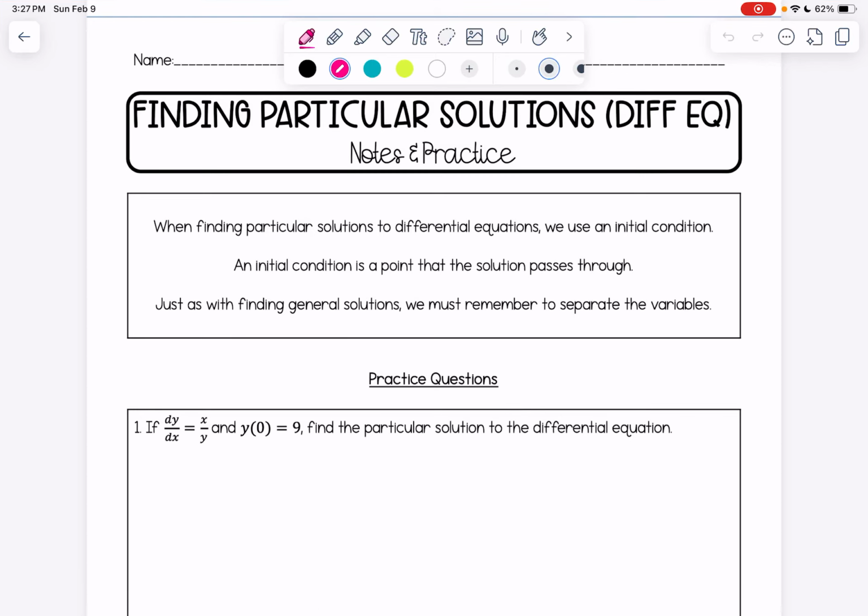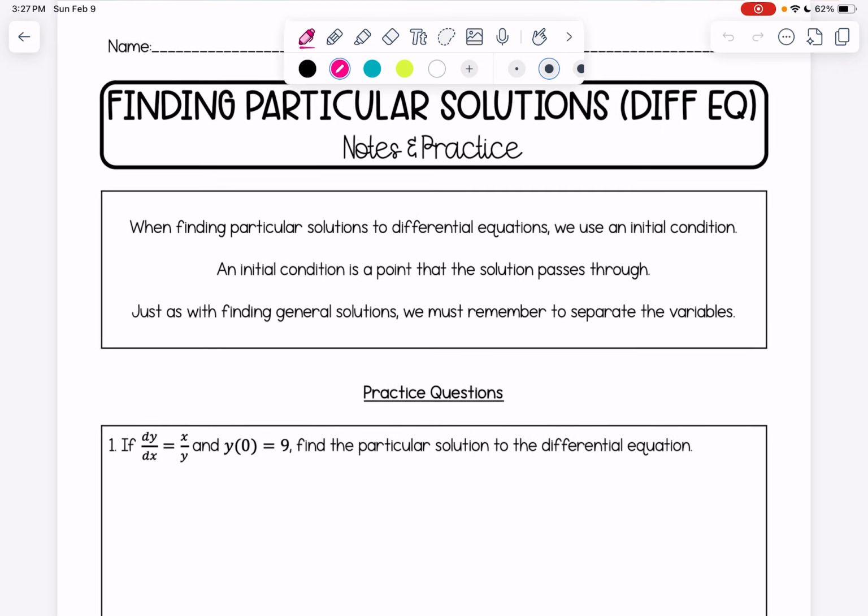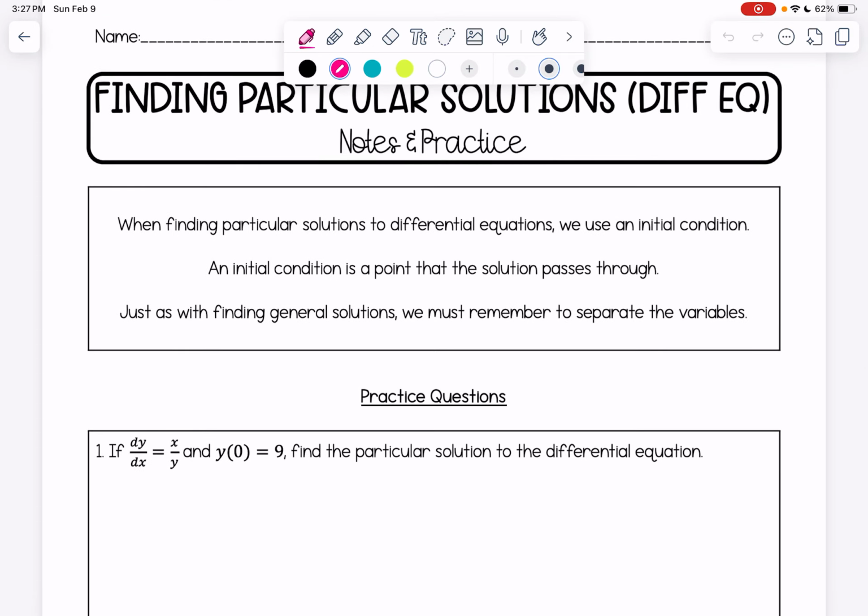In this video, we're going to be talking about how we find particular solutions of differential equations. If you haven't watched the previous video first in this playlist, you learn how to find general solutions. Basically, when we are finding particular solutions to differential equations, we need to use an initial condition to help us determine the value of C. An initial condition is a point that the solution passes through. Just as with finding general solutions, we have to remember the most important part is to separate the variables.